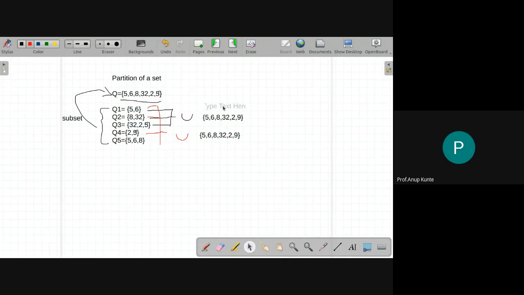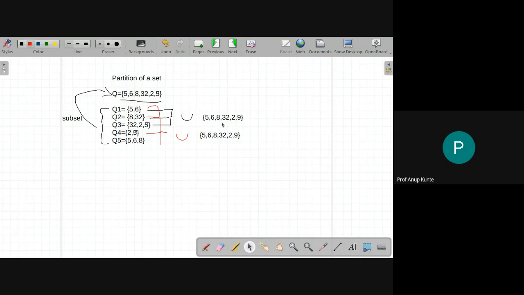Now the question is, which of these subsets in combination are referred to as a partition of Q? They all are subsets: Q1, Q2, Q3, Q4, Q5 are all subsets of the original set. Now Q1, Q2, Q4, if I join them together, form the original set. Q1, Q2, Q3, if I join them together, also form the original set.